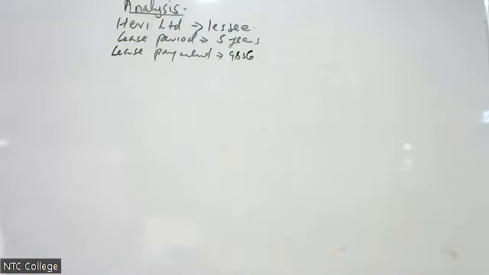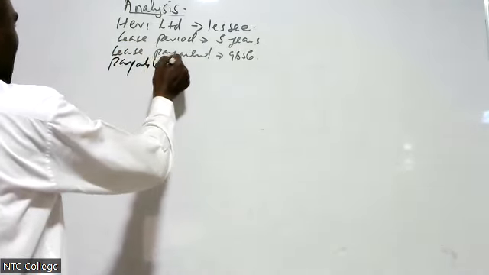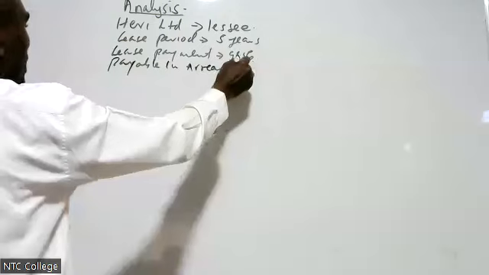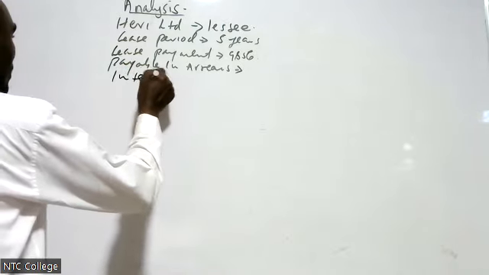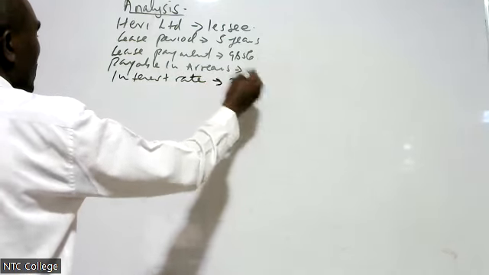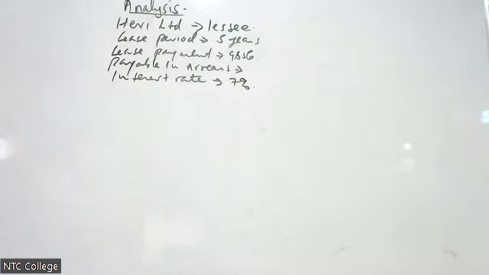This payment is 98.56, payable in arrears. Payable in arrears. This is very important, payable in arrears, because if you miss this, then you can mess up the question. Interest rate implicit in the lease is 7%. Therefore, in a question like this, where do you begin?